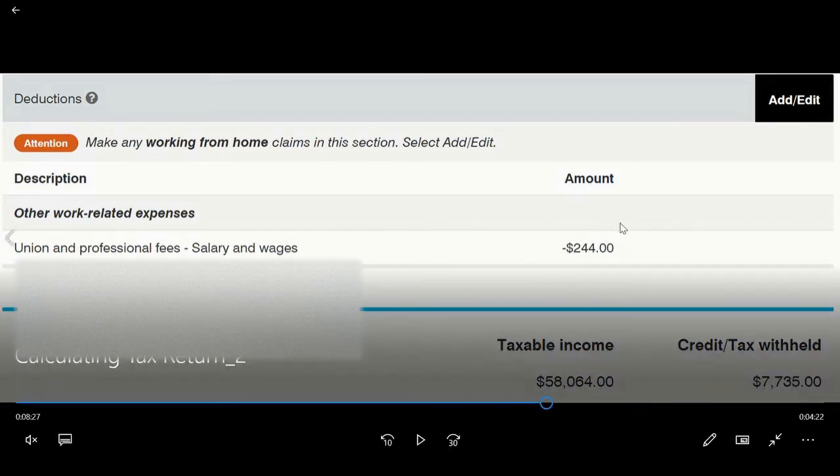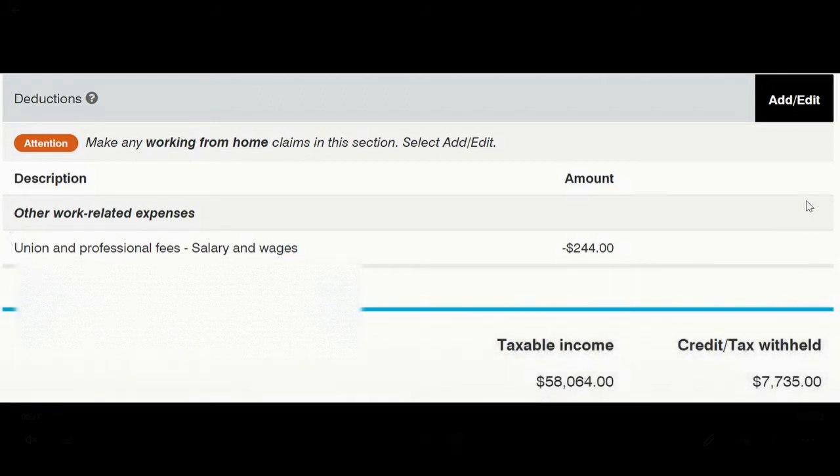I paid like half a year of union fees and realized that they were bad. So then I cancelled it. So they only took $244 from me. But union fees are deductible. And they showed on my Woolworths pay slips, so the ATO's already got this information.